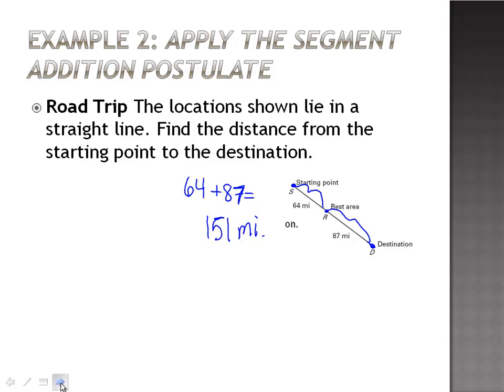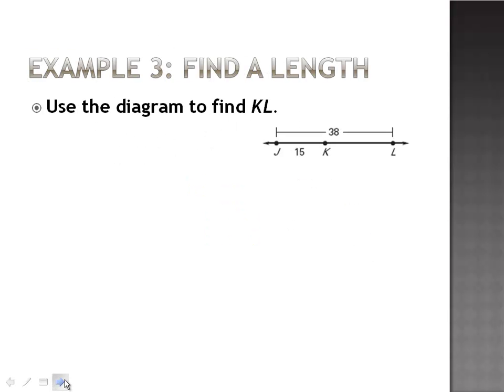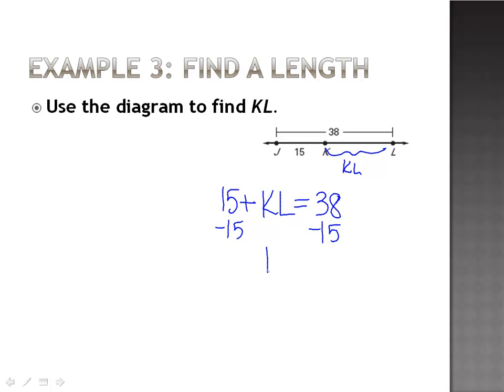Let's look at the next example problem. Use the diagram to find the distance from K to L. This right here is KL, and we know that you can say 15 plus the distance KL has to equal my total, which is 38. So I just made a little equation here. If I subtract 15 from both sides, solving for KL, the distance KL is 38 minus 15, which is 23.